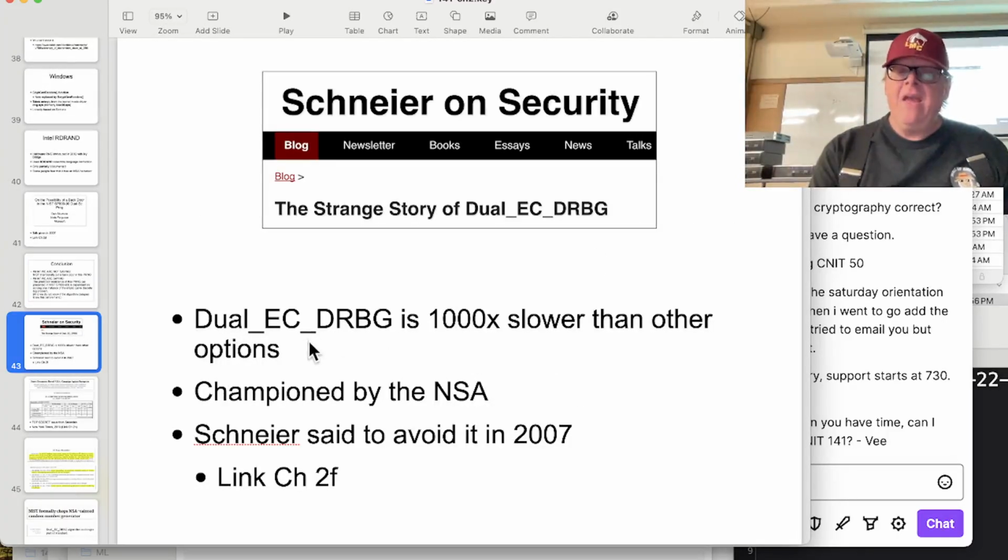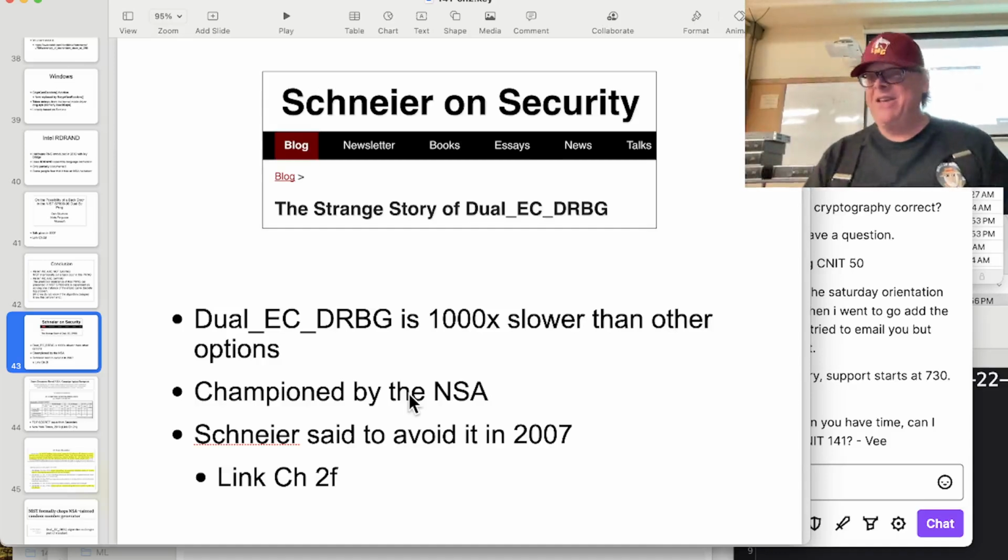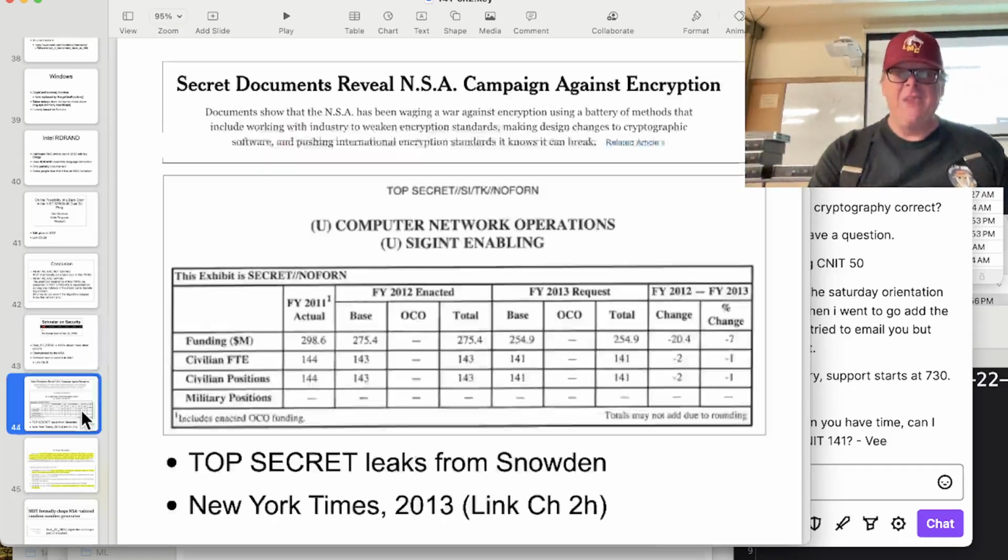So one thing that's very strange is the recommended algorithm is 1,000 times slower than other options, and the NSA paid like RSA $1 million for them to make it the default. So it's very suspicious. It's not like it's the best algorithm. It's very much like they pressured them into using it for some hidden nefarious reason. So people didn't trust it.